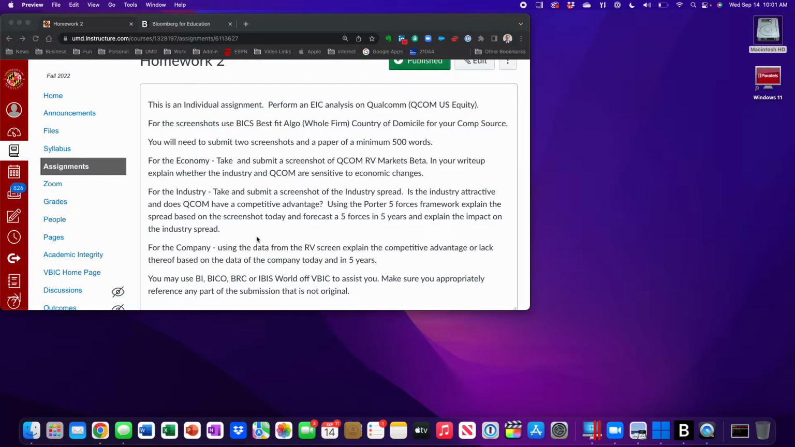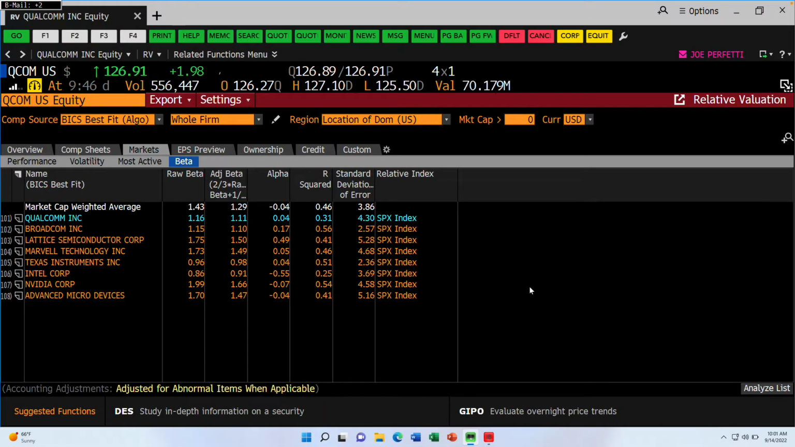Okay. Now, back to the economy. Bloomberg. All right. So how would we answer the E in the EIC at a minimum based on the screen? What did you say? Yes, sir. We would compare the raw beta of Qualcomm to the average of the entire industry, the raw beta. So compare 1.16 to 1.43 in this case. Okay.